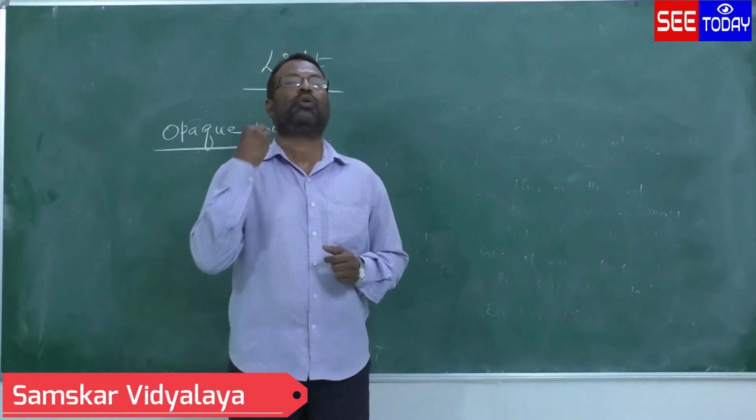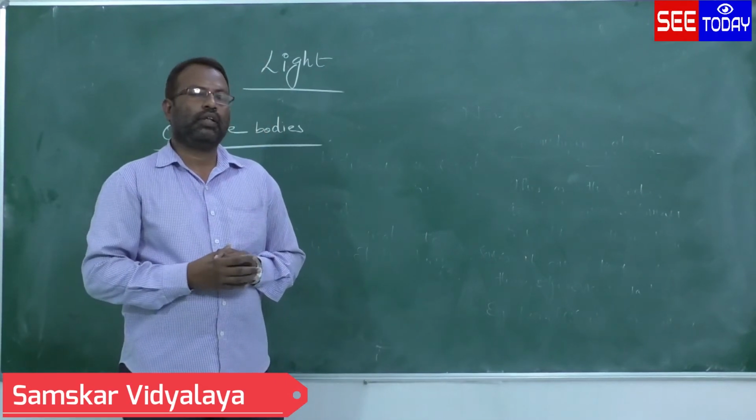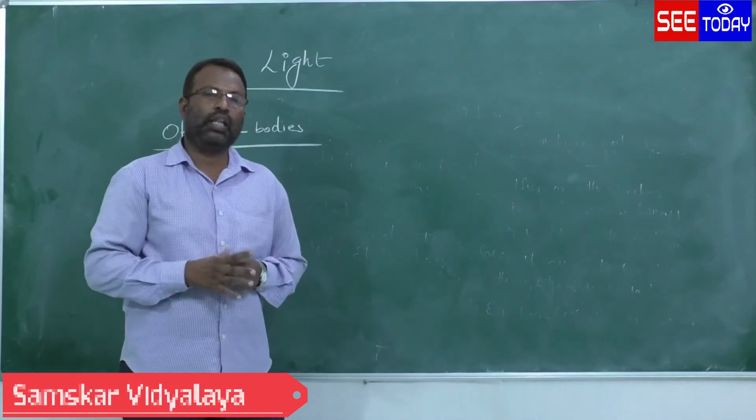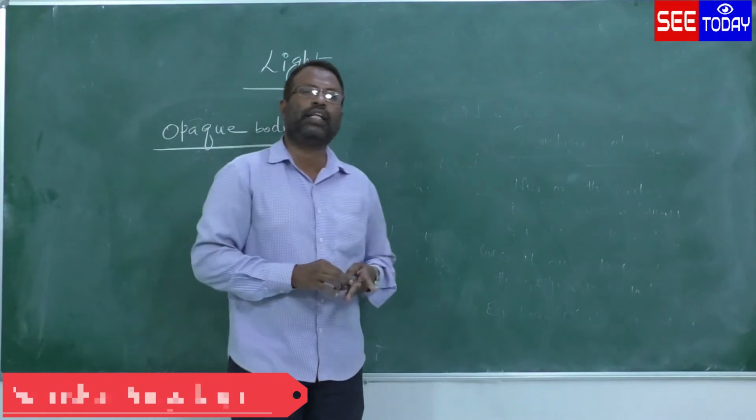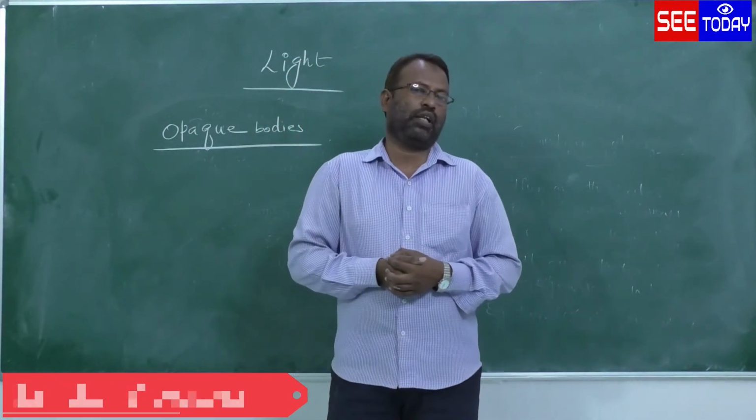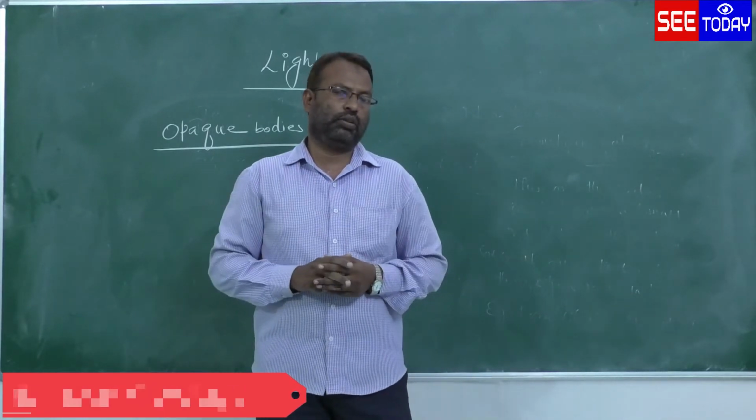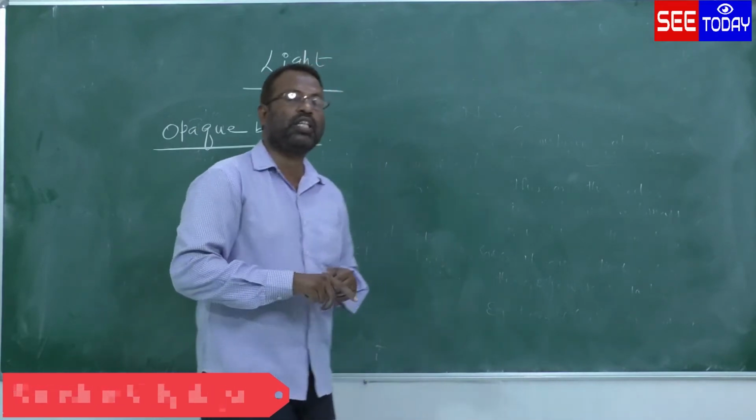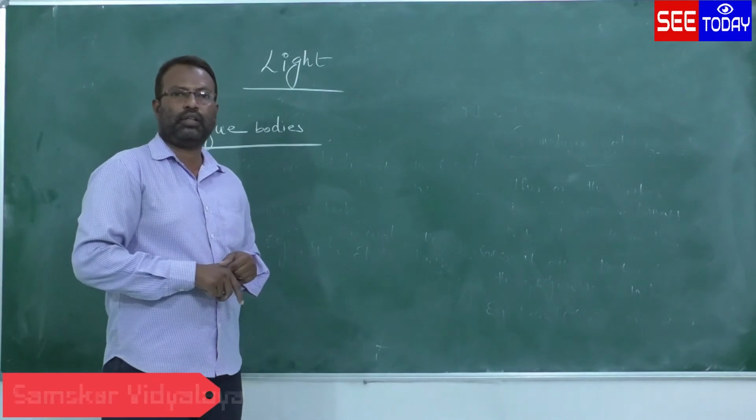Whenever the light is allowed to fall on opaque bodies, what happens here? Vision is not possible. Light will not pass through them, and those bodies we are calling opaque bodies. Opaque bodies we will call those through which vision is not at all possible.